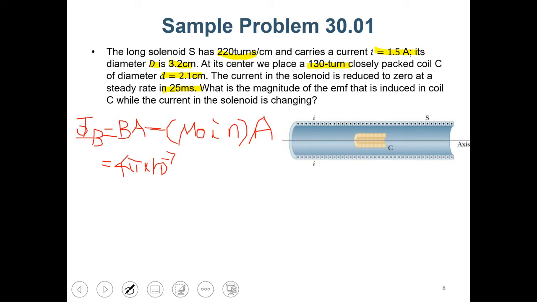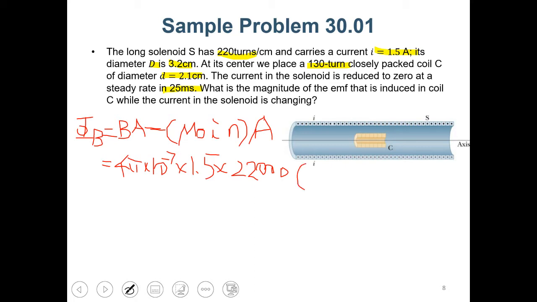I is 1.5. And then N is 220 turns per centimeter. So per meter, it should be multiplied by 100. So it is 22000.